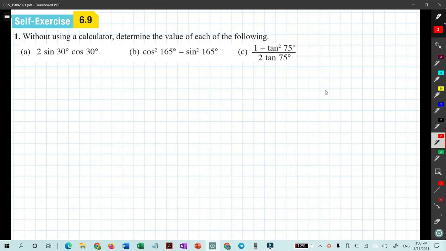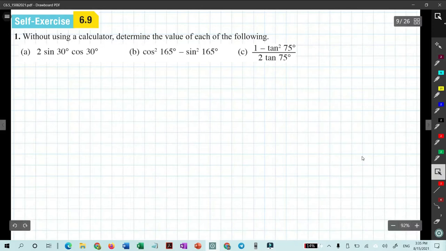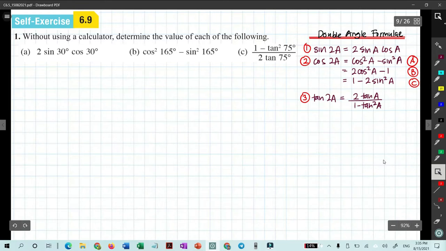Okay, let's see how to solve the problems in self exercise 6.9. In order to solve these problems, we need the double angle formulas. Okay, let's recall the double angle formulas that we already learned earlier. Okay, now let's look at question number 1.